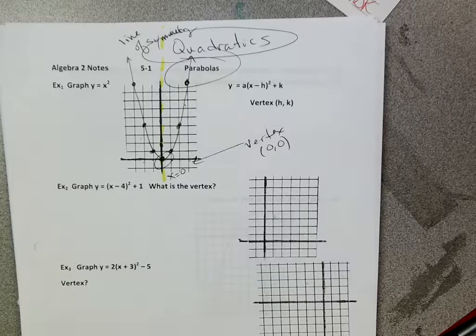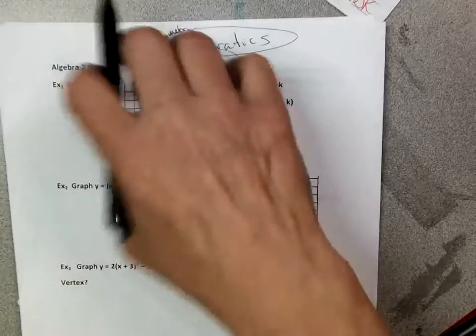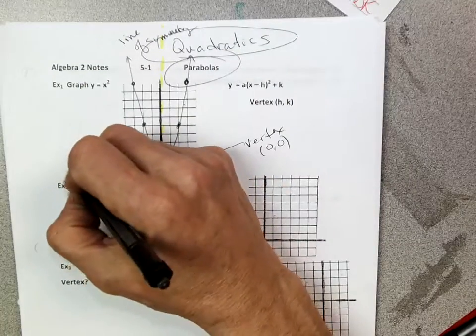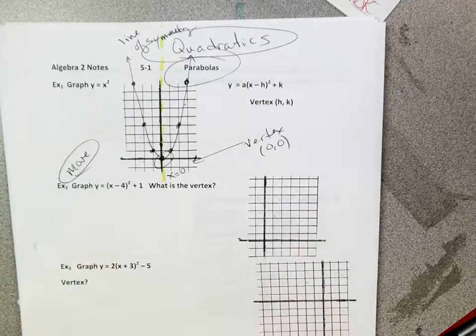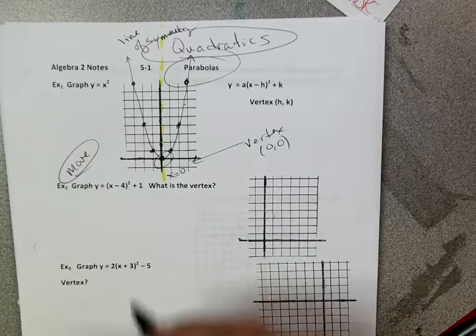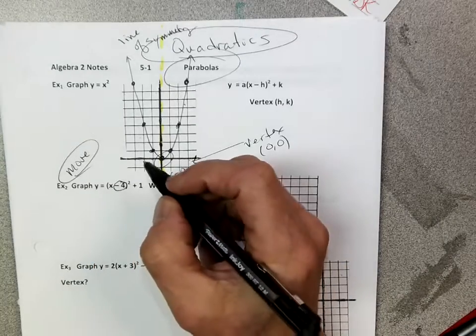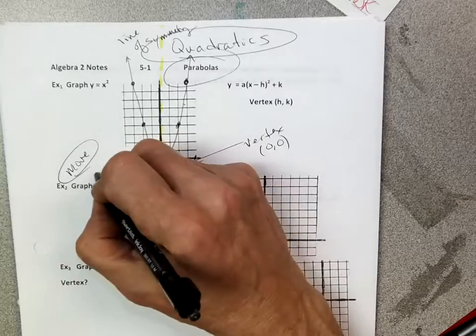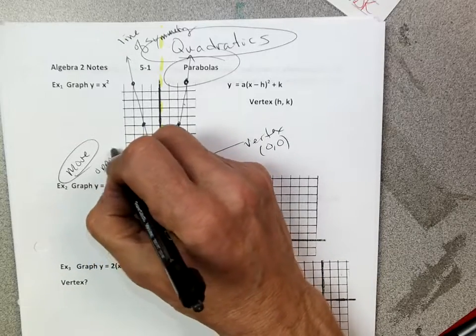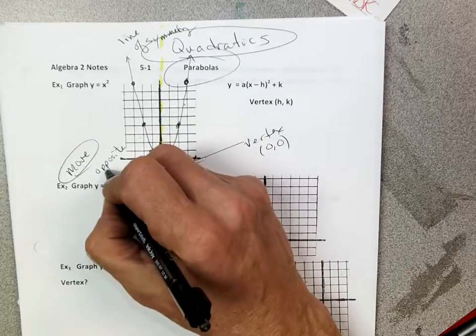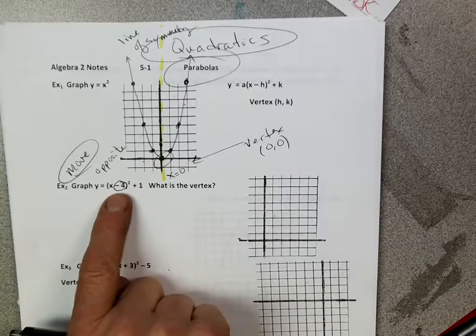Now, what we want to do in example 2 is we want to move it, okay? We're going to take our parent function and we're going to translate it, or move it. Listen. Whatever's on the inside, we're going to do the opposite. We've talked about this before, but we're going to talk about it again, okay? If it's on the inside, we go to the opposite.